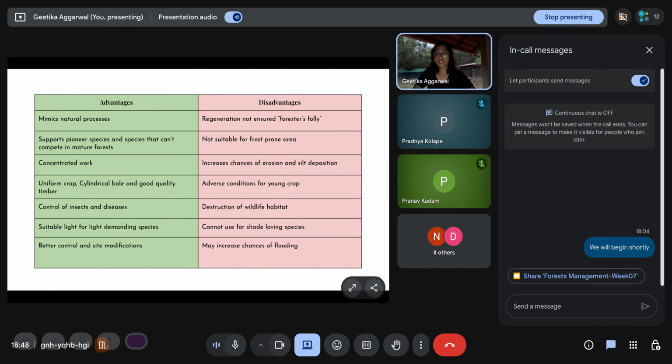Here's a table of advantages and disadvantages. Clear felling mimics natural processes because it acts like a forest fire, for example. It destroys all of the vegetation in that area in one go. So it mimics natural processes. It supports the pioneering species, all the species that are good at regenerating in a destroyed area. Pioneer species, as you know, are the species which first inhabit a cleared area. So it supports these pioneering species.